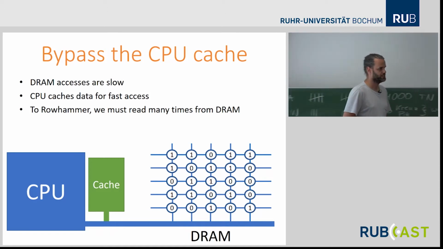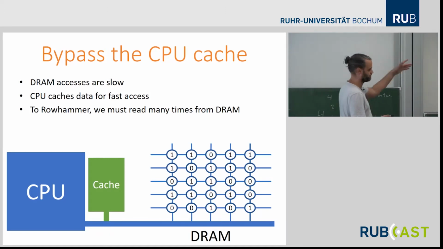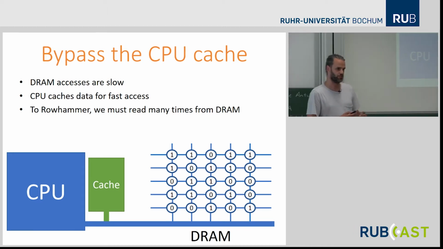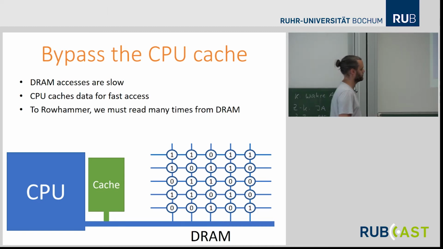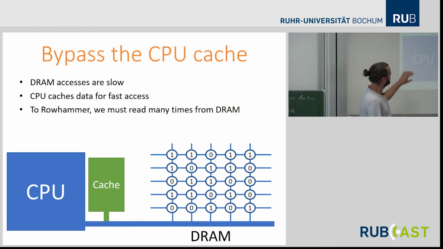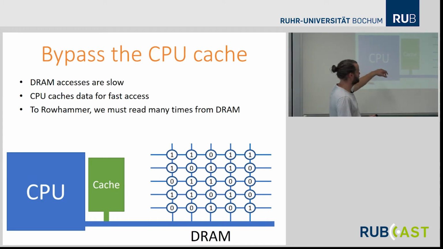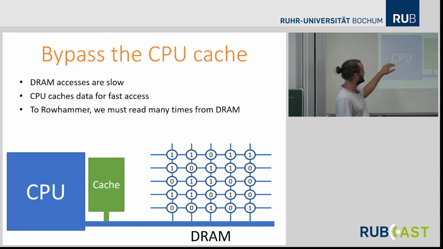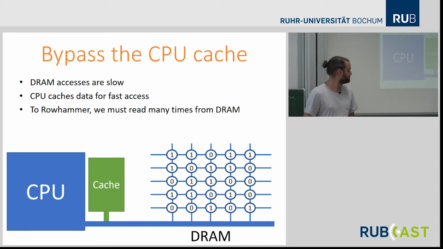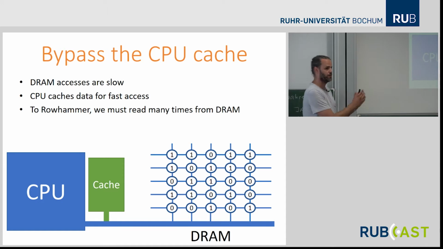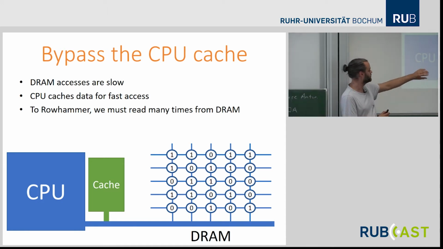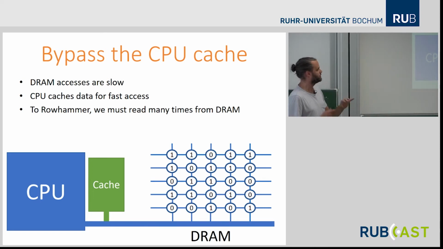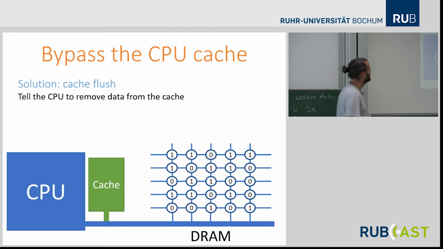So zooming in a little bit on this, bypassing the CPU cache. DRAM accesses are slow, so these capacitors are really slow, but you can use them to store a lot of data, so they're pretty useful. But normally when you access one of these rows, the data will be stored in the cache. So that next time the CPU wants to access the same row again, it will read it from the cache, which is much, much faster. However, if we want to Rowhammer, we want to read from the DRAM many, many times. So we don't want this data to be cached, so we need to bypass the CPU cache.